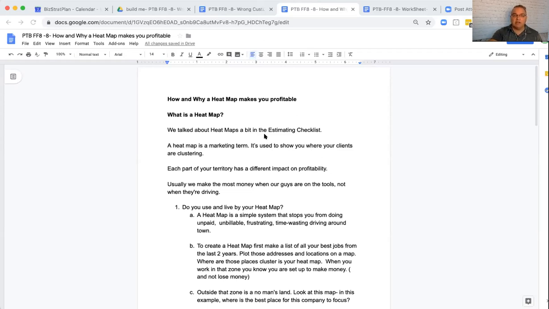So what I want you to do is, of course, go back and look at what we talked about in the estimating checklist. Hopefully you picked away at this already. If not, it's a good chance to go back and review it again with your team.